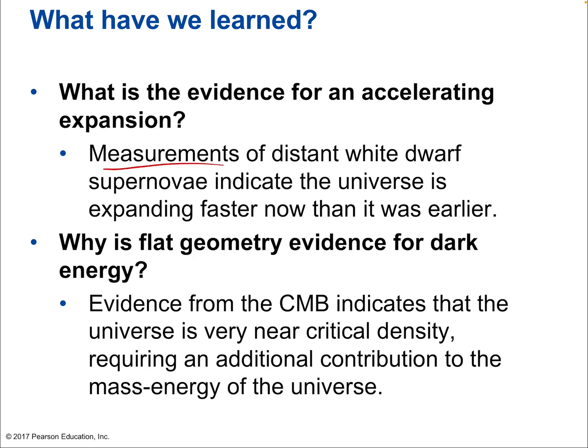It's measurements, okay, so direct data of distant white dwarf supernova, all right? And those indicate that the universe is expanding faster now than it was earlier. So we see a speeding up, that's the acceleration. Why is flat geometry evidence for dark energy? Well, the evidence from the cosmic microwave background indicates that the universe is very near critical density, requiring an additional contribution to the mass energy of the universe. And that's mass energy in the context of E equals mc squared. In other words, mass can become light, light can become mass.